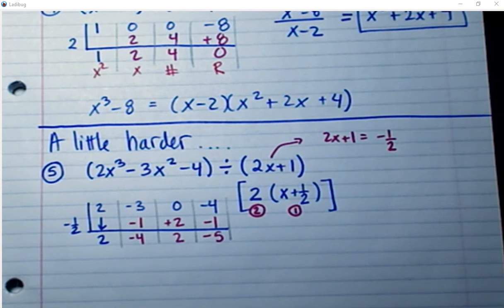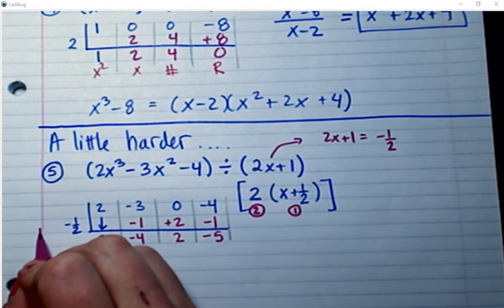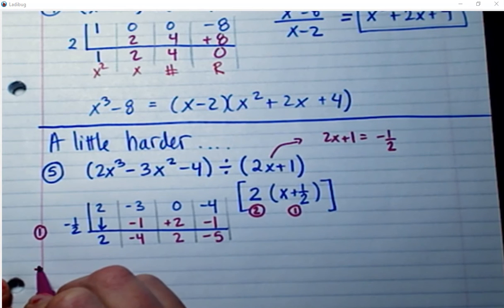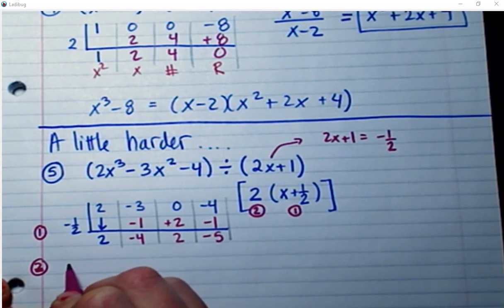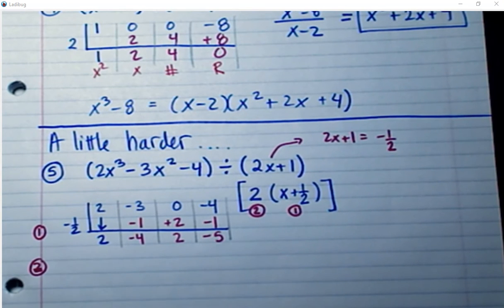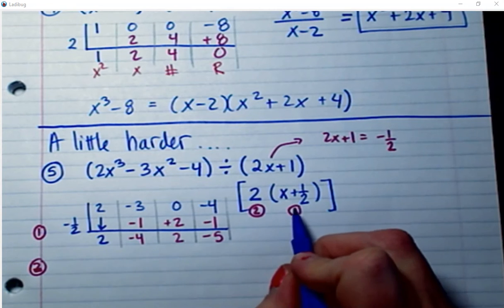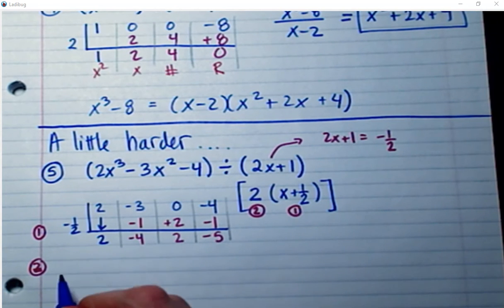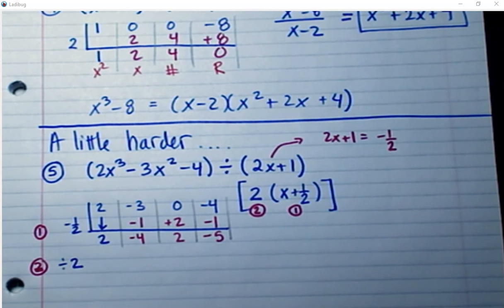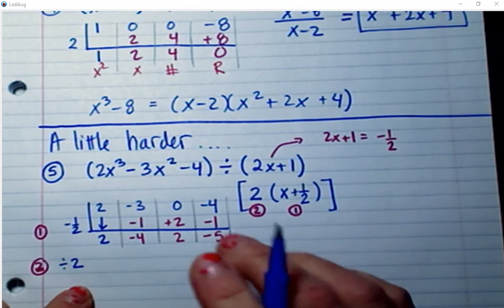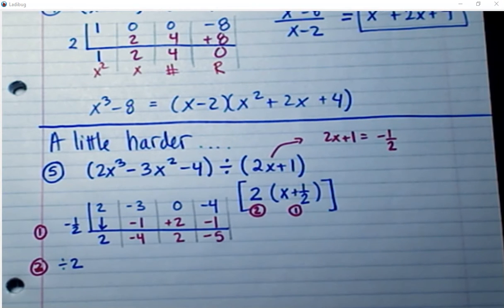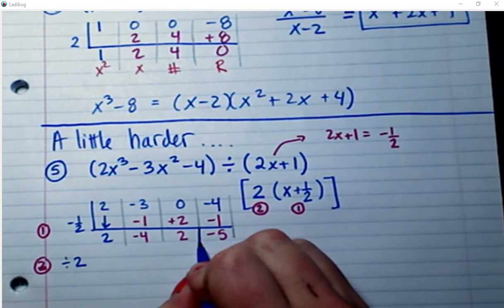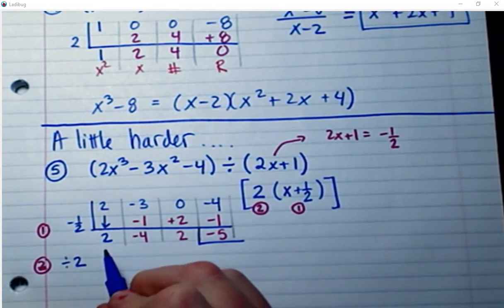I have it all. And the second step is I need to divide by 2, right? You are dividing by 2 things. One of them is a linear factor. That's where the synthetic division is. One of them is the actual number. It's a scalar, which is just a number. Okay, so I'm going to divide all my coefficients by 2. Leave the remainder alone for a minute.